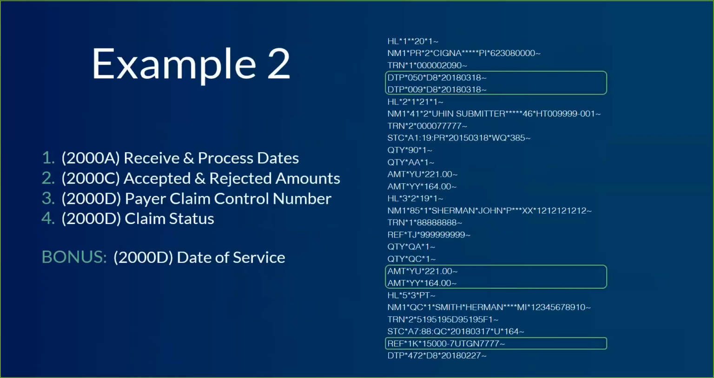The claim status is actually just above the REF segment. In this case, it was an A7, so this was extra credit, but if you remembered, A3 to A8 is a rejection, so this one did get rejected.